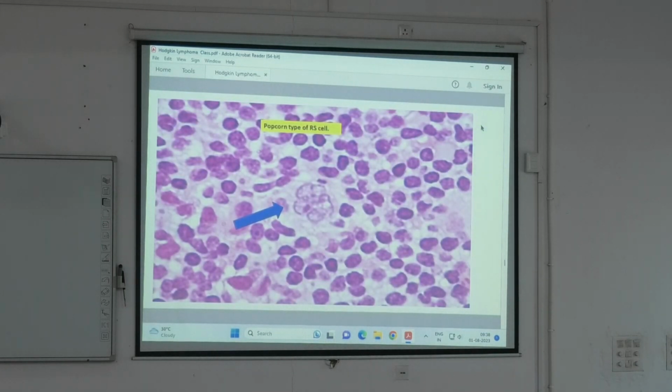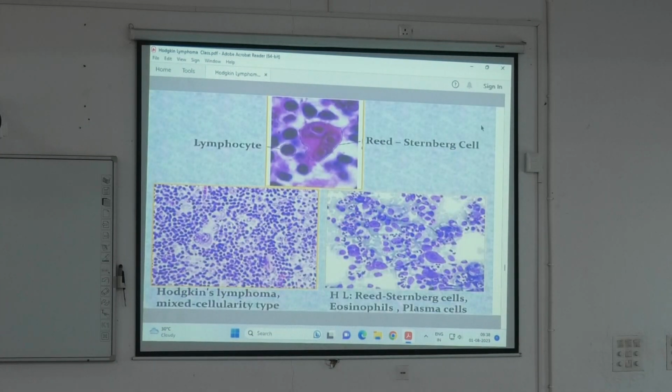Here we get the popcorn type of cell. See this popcorn, how does it look? It looks like the RS cell, like a popcorn. One more picture. This is a classical one. This is the mixed cellularity. You see this is the environment. This is the RS cell, this is the RS cell with this type of Hodgkin environment.